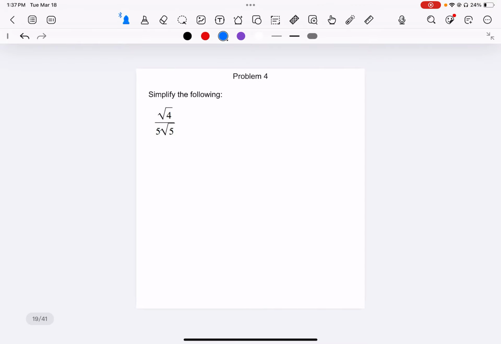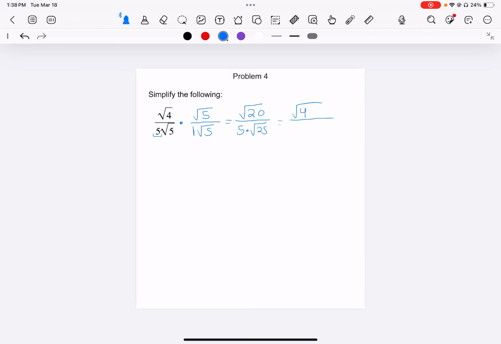Simplify this expression. I notice here again, I have a radical in my denominator. I cannot have that, so I'm going to multiply the numerator and the denominator by radical 5. Radical 4 times radical 5 is radical 20. And then I'm left with 5, because this is 5 times 1. And radical 5 times radical 5 is radical 25.